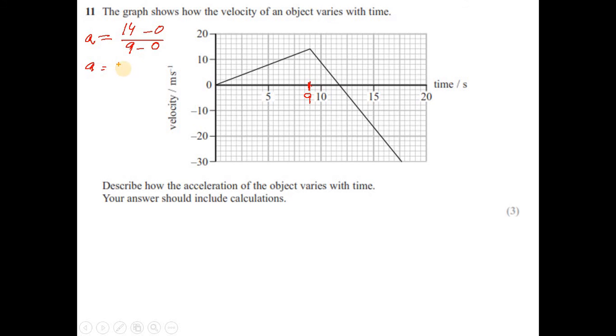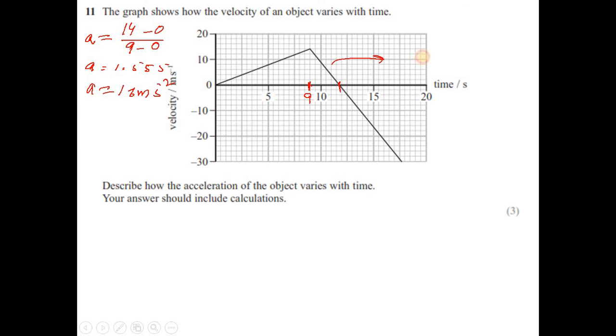So acceleration is 1.555, or you can say the acceleration is 1.6 m s^-2. This is the acceleration. So you can say that from 0 to 9 the object is accelerating, speeding up, and after 9 to around 11.5, or you can say approximately 12, it is decelerating, slowing down.